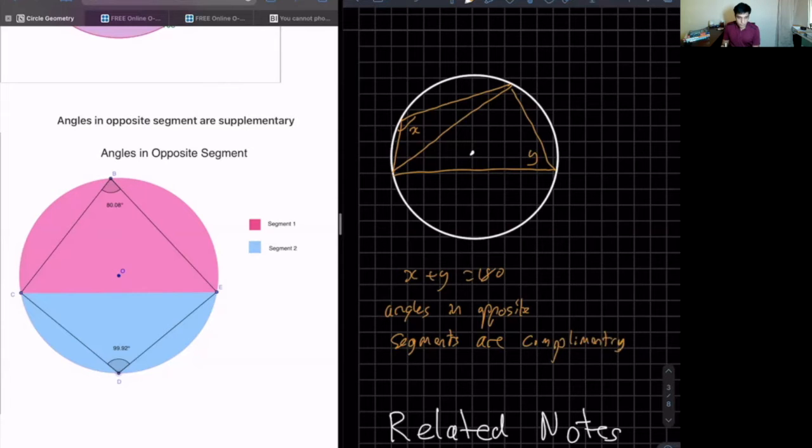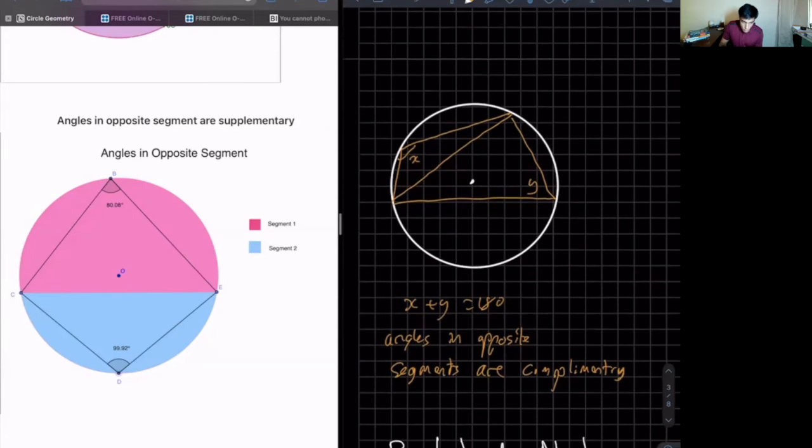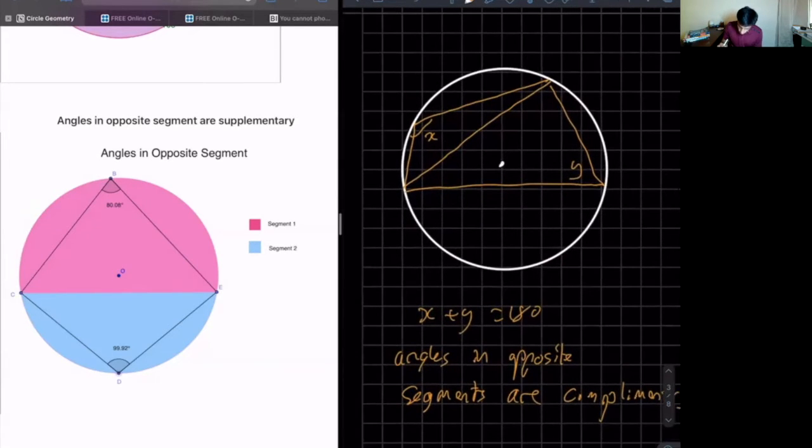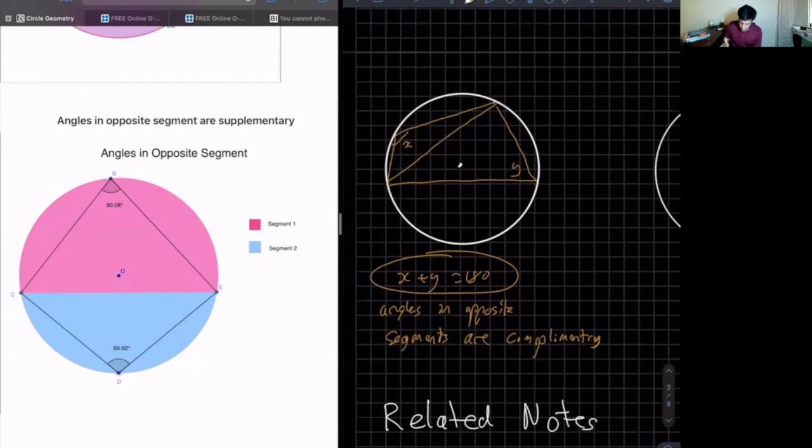Okay, cool. So here, I prefer this: x plus y is 180. This makes more sense to me. But if complementary makes more sense to you, then that's also fine, right?